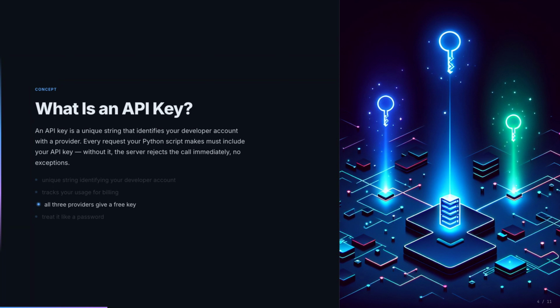All three main providers give you a free key to start. You get your Google key at aistudio.google.com, your Anthropic key at console.anthropic.com, and your OpenAI key at platform.openai.com. Each is created through a web dashboard, no payment required to begin. An API key is sensitive. Treat it like a password. If someone else gets your key, they can make requests charged to your account. Never paste it directly into shared code and never commit it to a public repository. The next slide shows you exactly where to go for each provider.